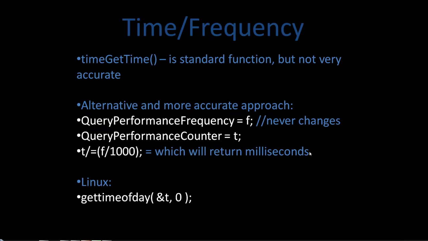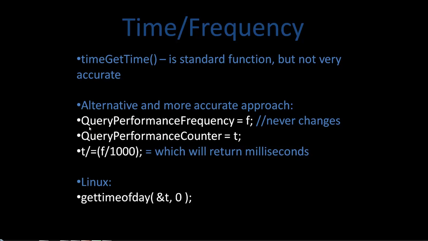So next is time and frequency. When we include the windows.h file, there is a getTime function, which is a standard function of Windows, but it's not very accurate since it can miss dozens of milliseconds, which is no good for us. And there is an alternative approach for more accurate results. So what we have to do is call a couple of functions to get more accurate time.